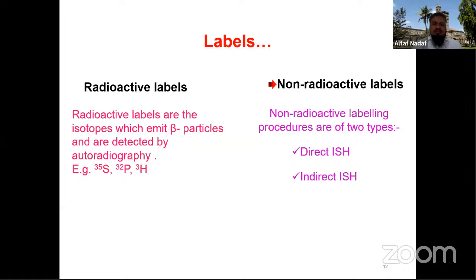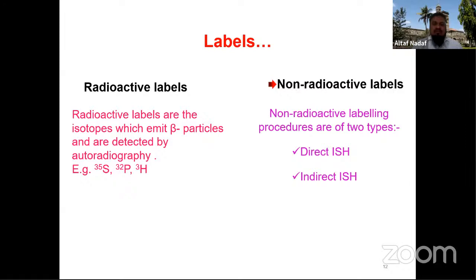Such probes are called radioactively labeled probes. Okay, so you know that the radioactive labels are isotopes which emit beta particles and are detected by autoradiography. So you have 35S or 32P or 3H. These are the radioactively labeled compounds which can be incorporated into the probes, and you can label that probe for this particular labeling activity.